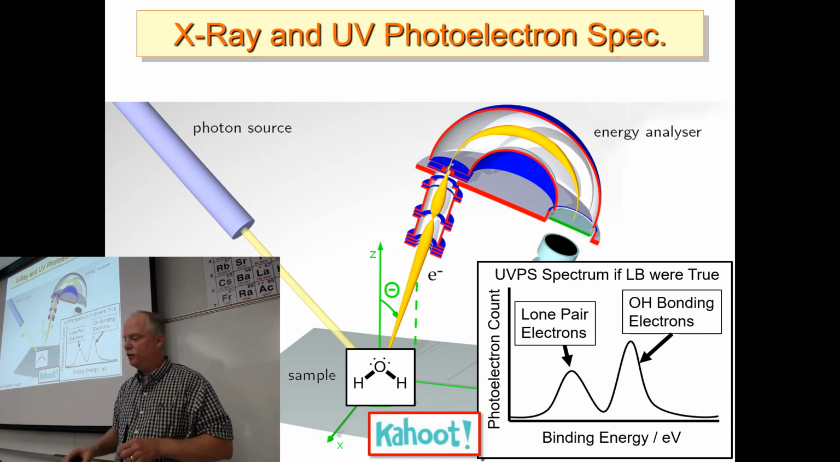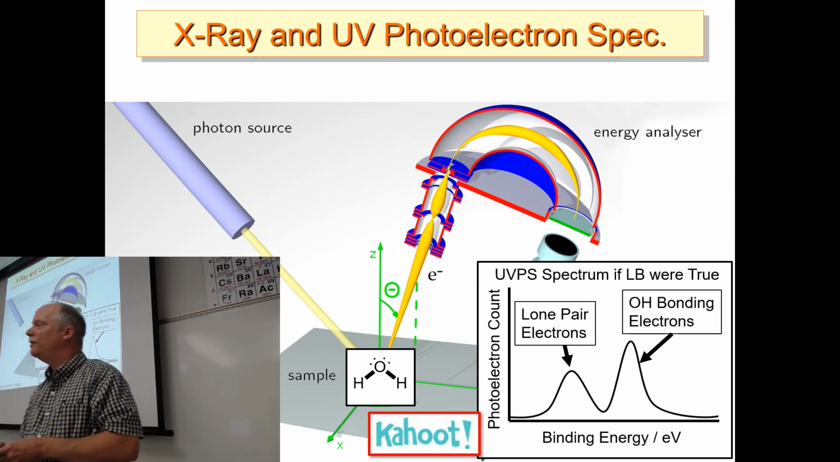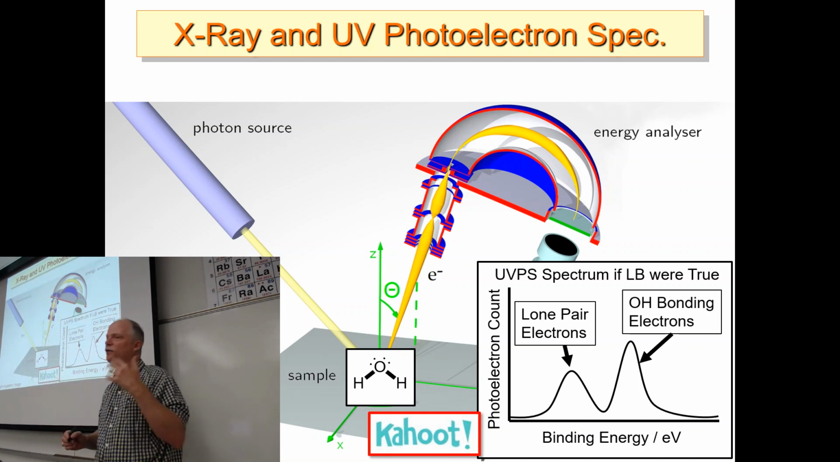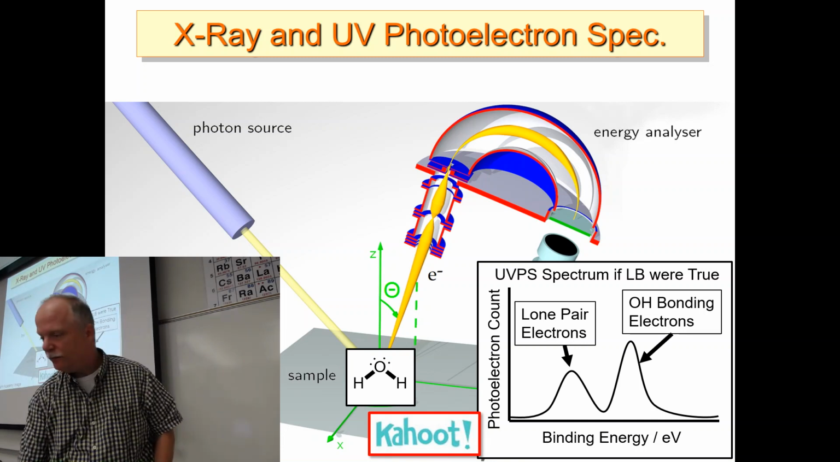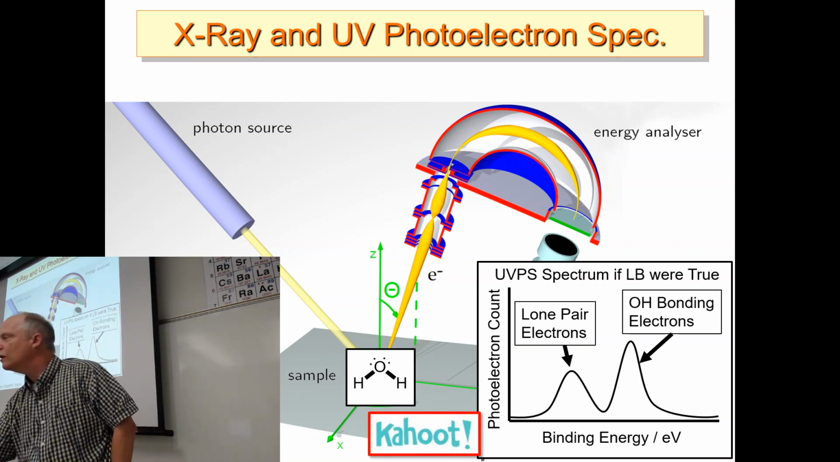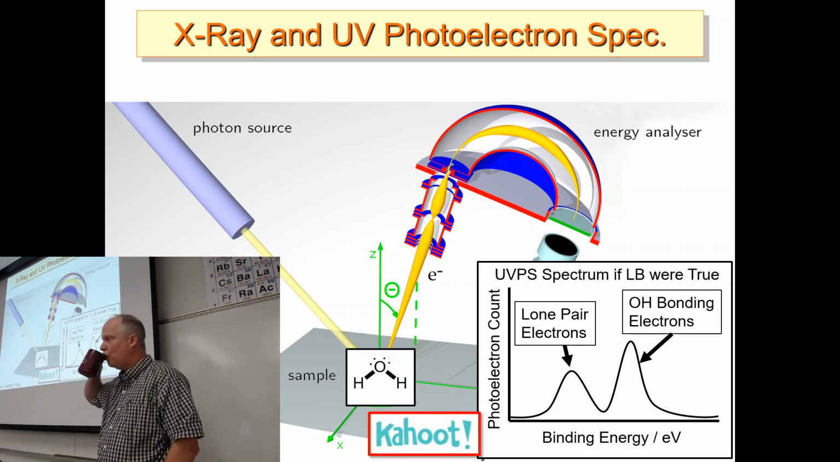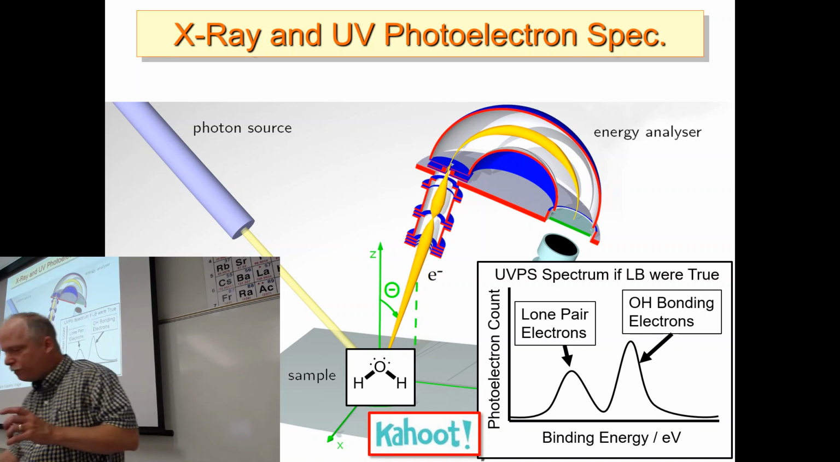And so let's take a Kahoot and practice that. So we'll look at a bunch of different molecules and see if you can predict how many photoelectrons would be in the UVPS spectrum. So is that the hydrogen when it's broken off and the OH left behind?